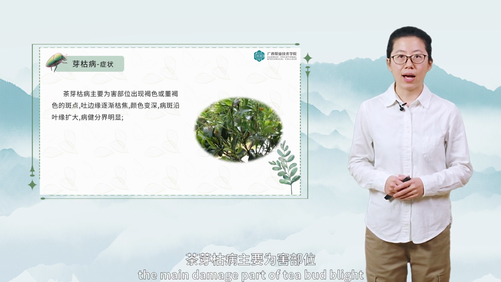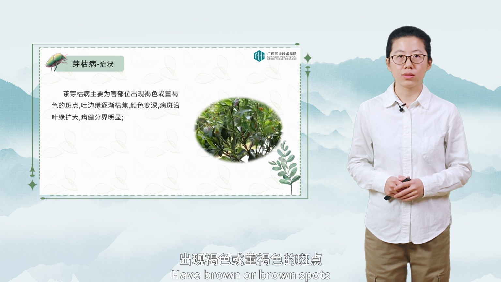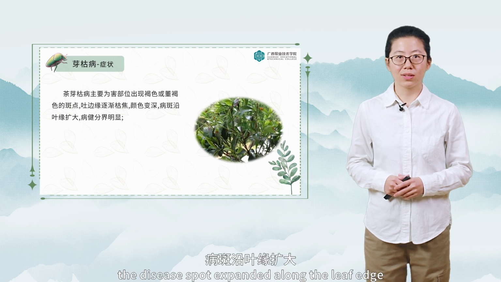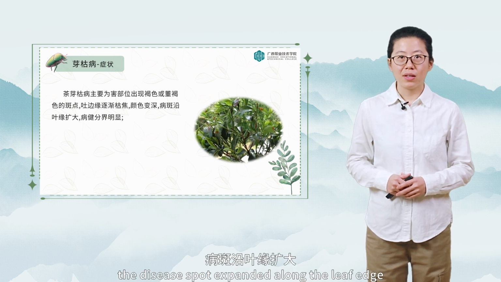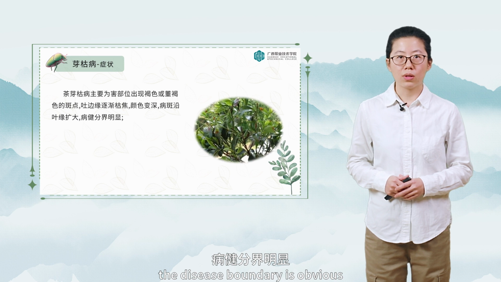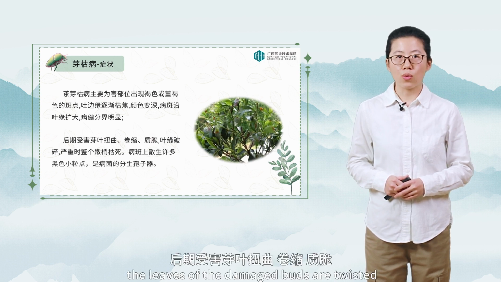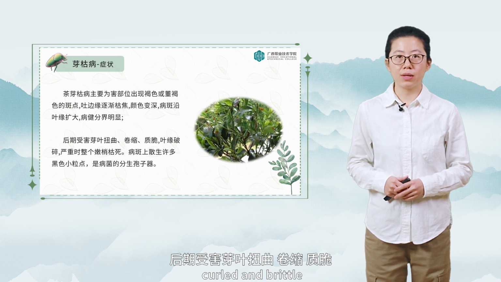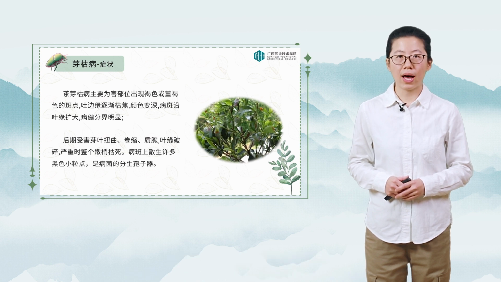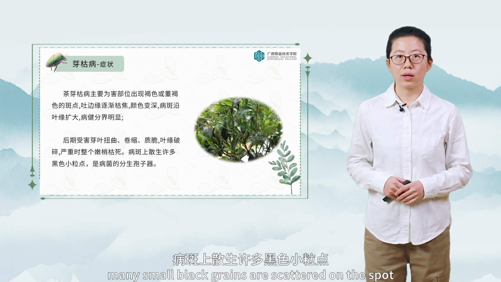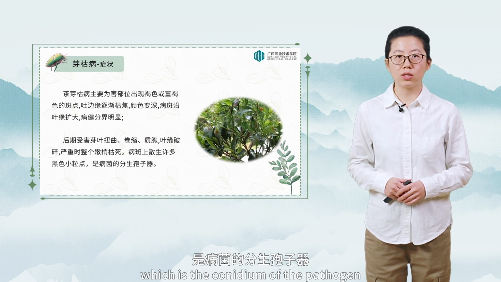The main damaged part of tea bud blight has brown or brown spots. The leaf edge is gradually scorched, and the color darkens. The disease spot expands along the leaf edge. The disease boundary is obvious. In the later stage, the leaves of the damaged buds are twisted, curled, and brittle. The leaf edge is broken. When serious, the whole shoot dies. Many small black grains are scattered on the spot, which are the conidia of the pathogen.